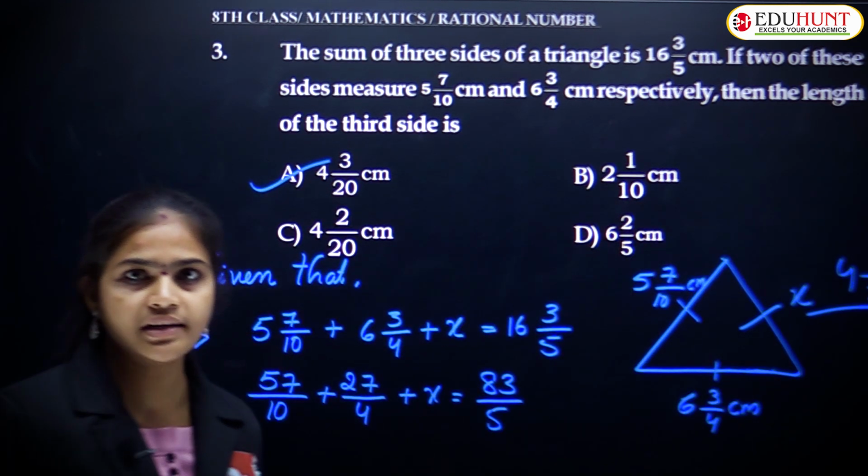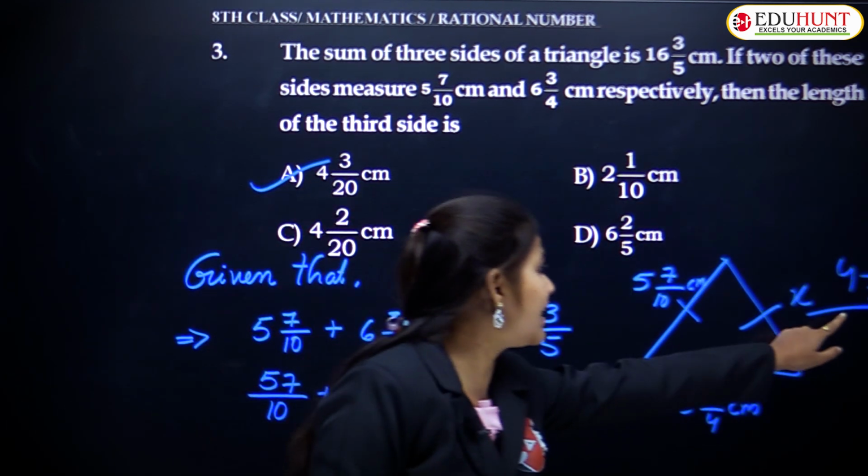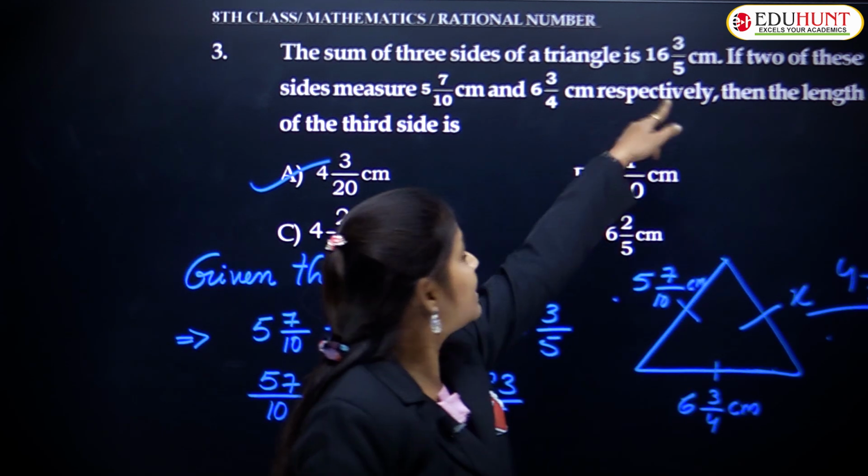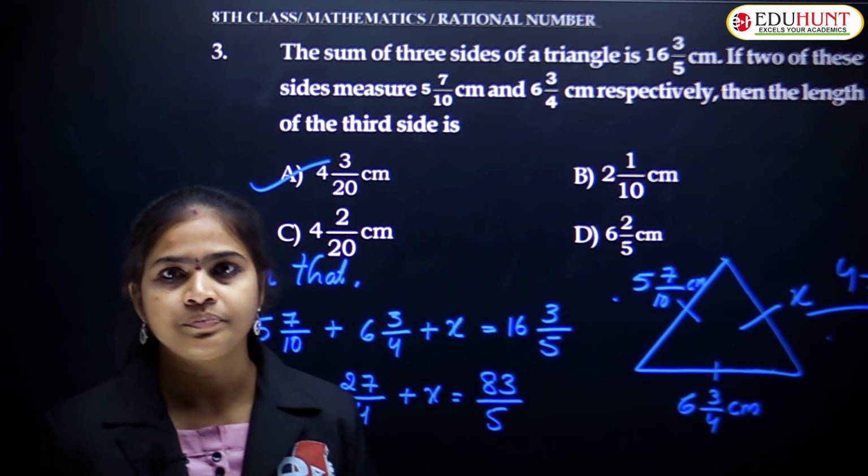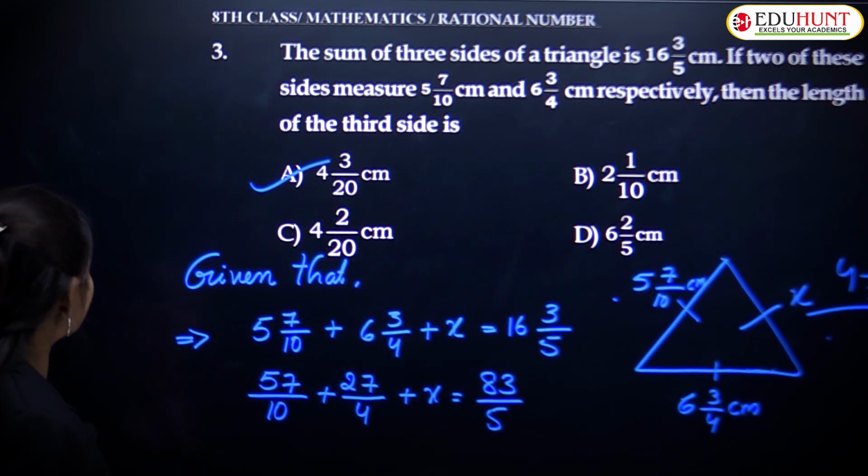Am I clear to you, children? If you have any doubt, just check that. Add these three, then you will get 16 and 3 by 5 centimeters. Understand? So let us see the next question.